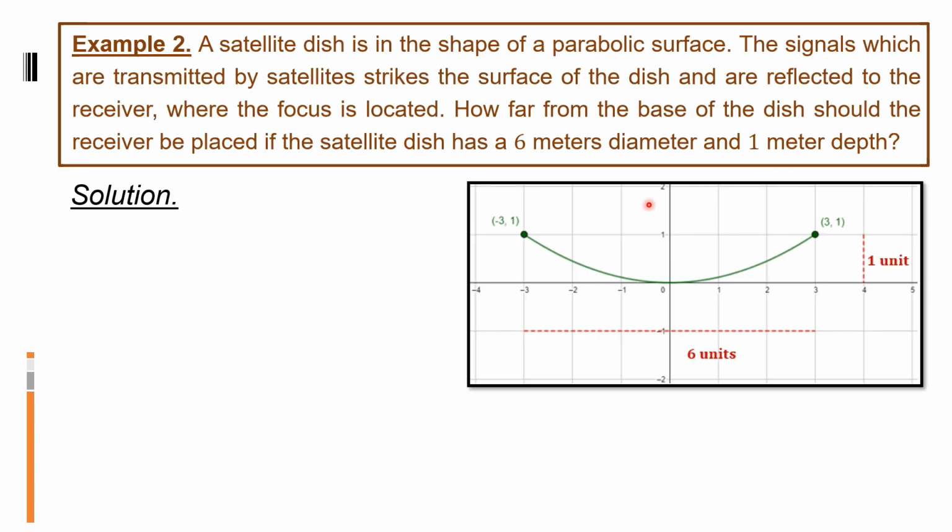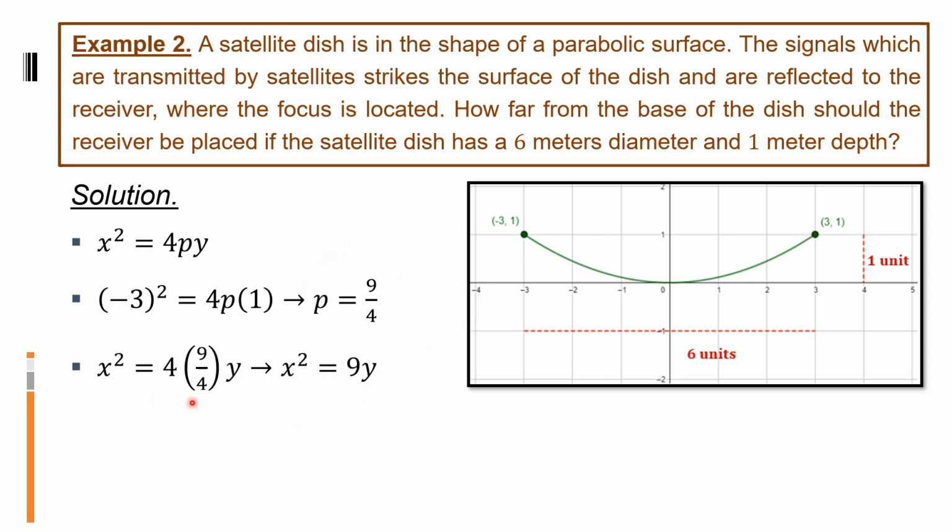So, illustrating the problem, this is how it looks. Since the diameter is 6 meters, 3 here and 3 here, and the depth is 1 meter. So, one point is at negative 3, 1, the other point is at 3, 1. And of course, our vertex is at 0, 0. So, our equation is x squared equals 4py. Again, let's get the value of p by substituting any point of your choice. In this case, I use negative 3, 1. So, I have negative 3 squared equals 4p times 1, which means that p is equal to 9/4.